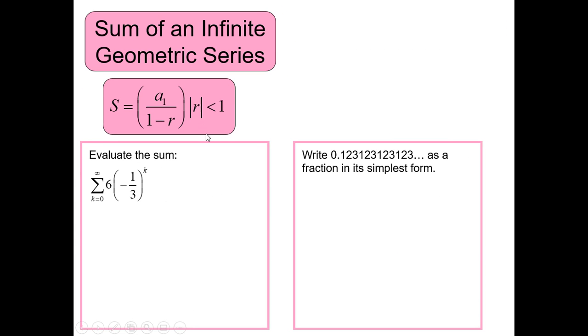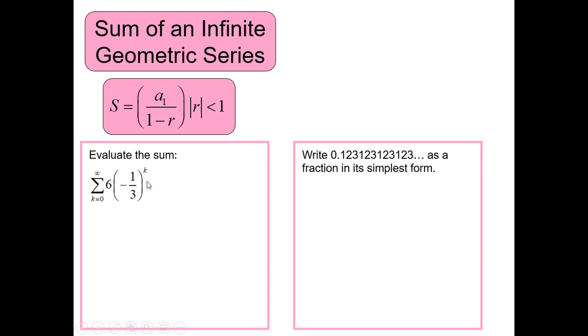Now, we also talked about the sum of an infinite geometric series. Remember, the absolute value of my ratio has to be less than 1 in order for this to converge. Okay? If it's greater than or equal to 1, it will never converge. Your answer will be infinite, but we will have a finite sum of an infinite series if the absolute value of the ratio is less than 1. So here I have S is equal to a sub 1 divided by 1 minus r.